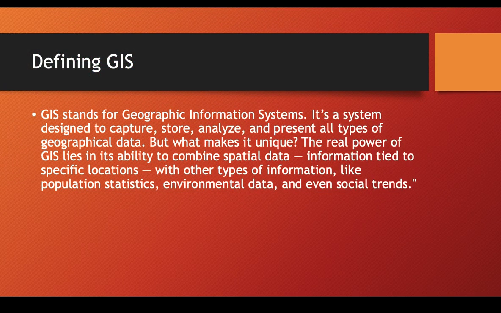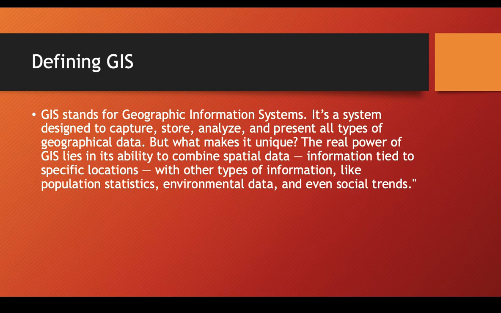What is GIS? So, what exactly is GIS? At its core, GIS stands for Geographic Information Systems. It's a system designed to capture, store, analyze, and present all types of geographical data. But what makes it unique? The real power of GIS lies in its ability to combine spatial data, information tied to specific locations, with other types of information like populations, statistics, environmental data, and even social trends.